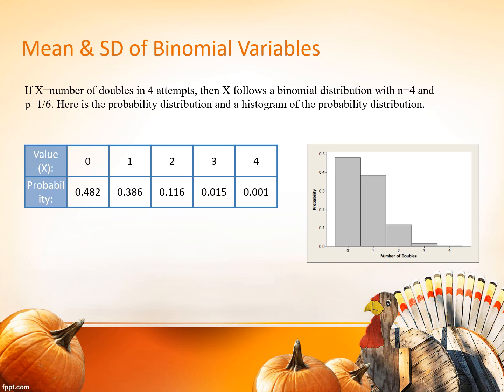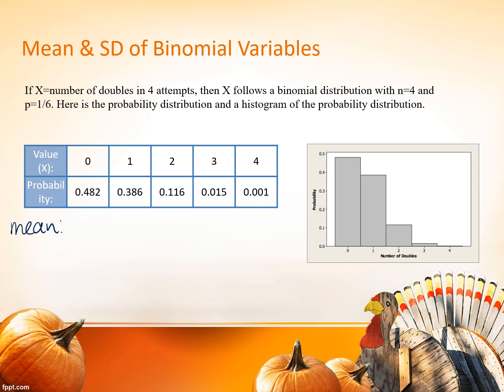Looking at this, the next question I would ask you would be, let's describe the distribution. To describe a distribution, we start with shape. I would look at this shape and say it is skewed to the right, right? Rolling 0 or 1 sets of doubles is a lot more common than rolling a 3 or 4. So the next thing I would ask you is, what's the center? And you would say, okay, I'll calculate the mean.